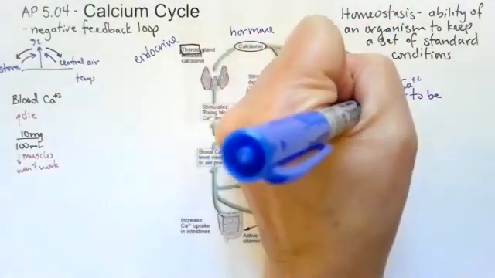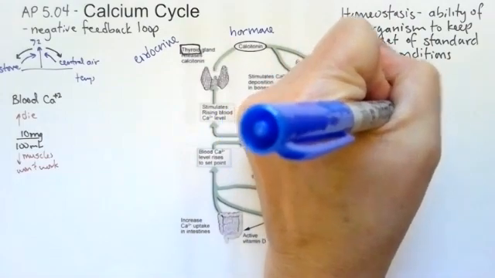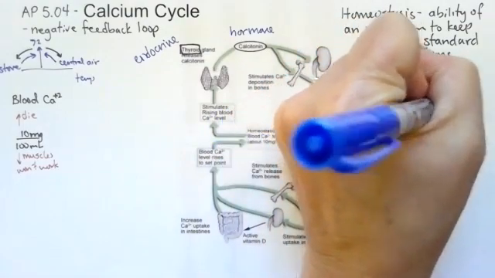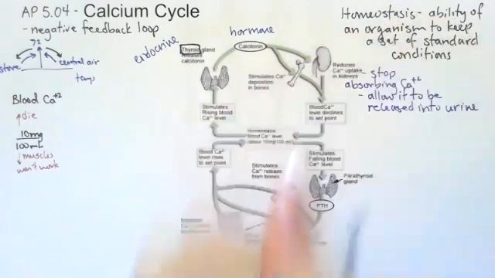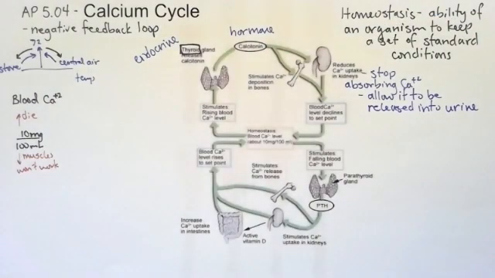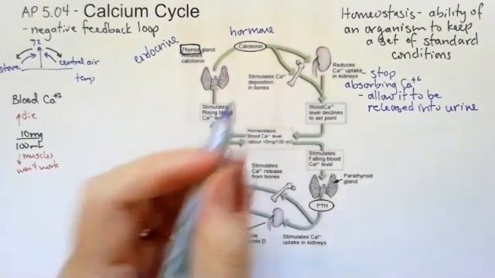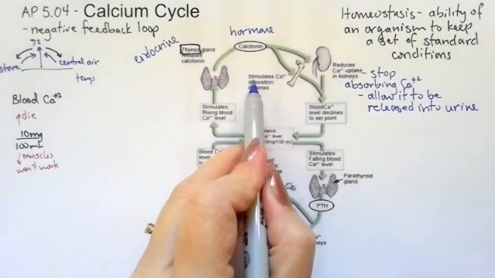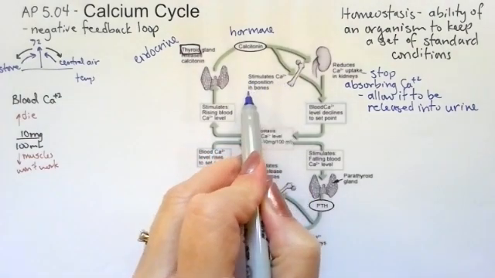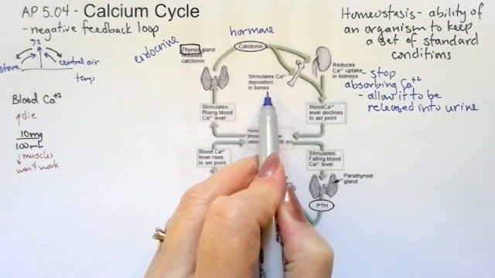Allow it to be released into the urine. So, you basically pee it out. The other thing is, it says here, it stimulates calcium deposition in the bones. So we don't want it in our blood. Well, where is our calcium dump in our body?